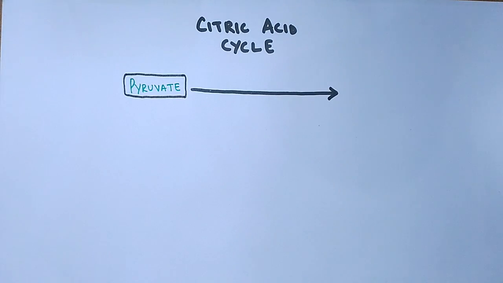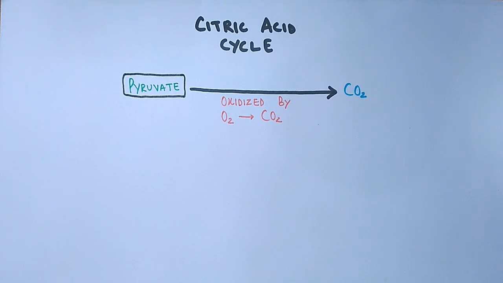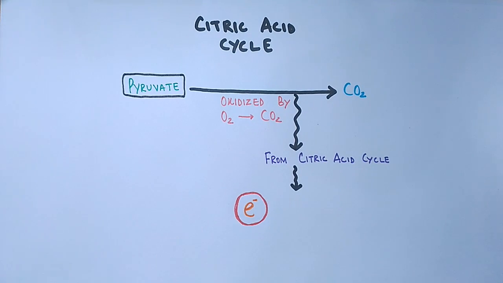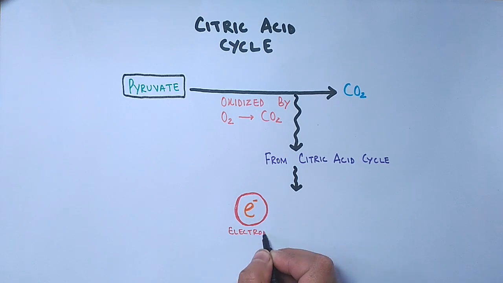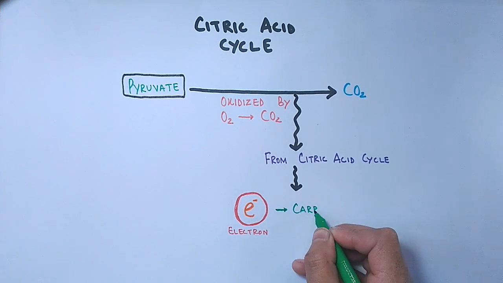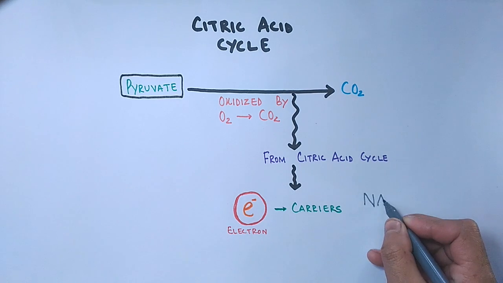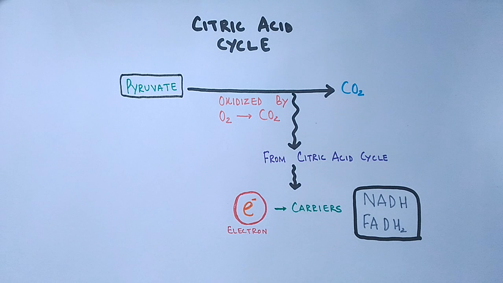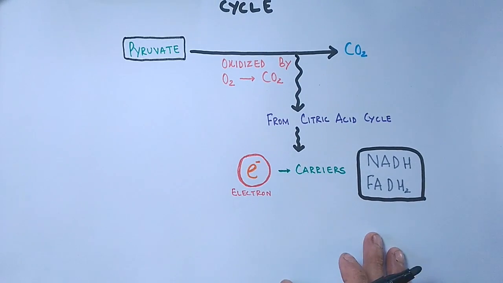Here in the mitochondria, this pyruvate molecule is oxidized by oxygen molecule to carbon dioxide in a series of oxidation reactions collectively termed as cellular respiration. So what we get from this citric acid cycle? We will get high energy electrons. And these high energy electrons will be carried in two types of molecules called electron carriers in the form of NADH molecule and FADH2. So these two types of molecules, NADH and FADH2, will carry the electrons into the electron transport chain.